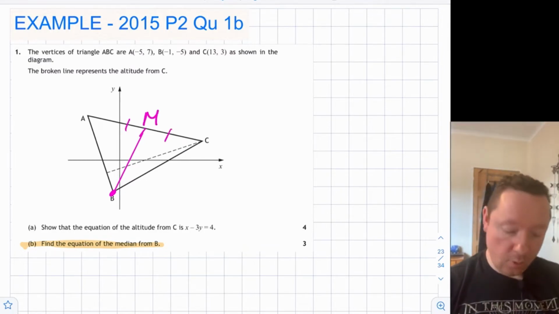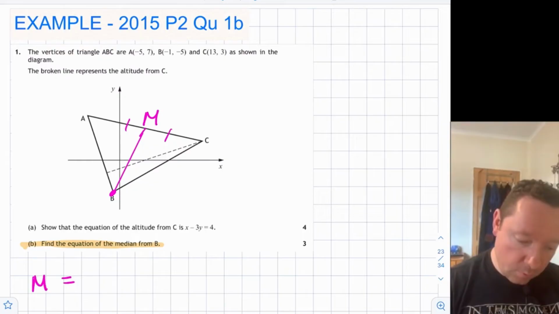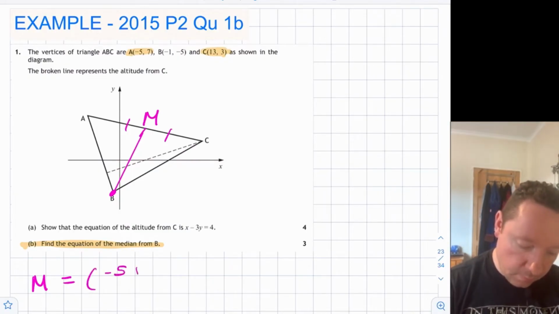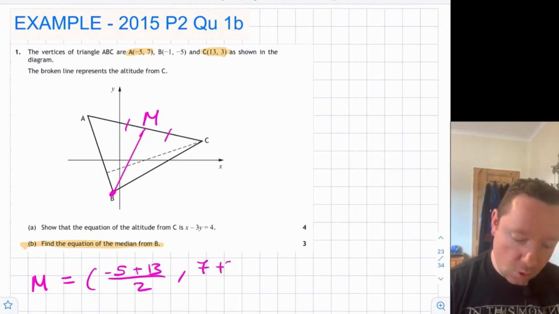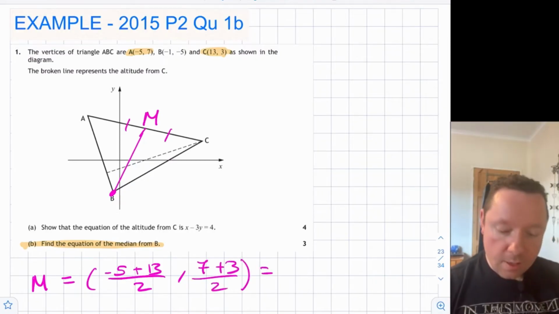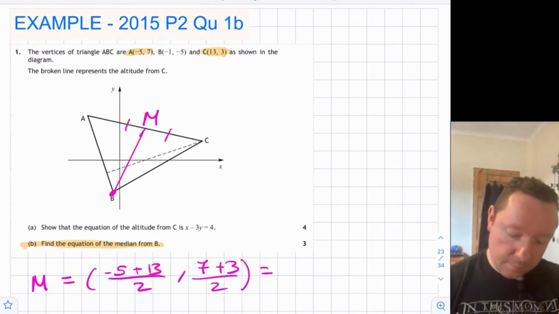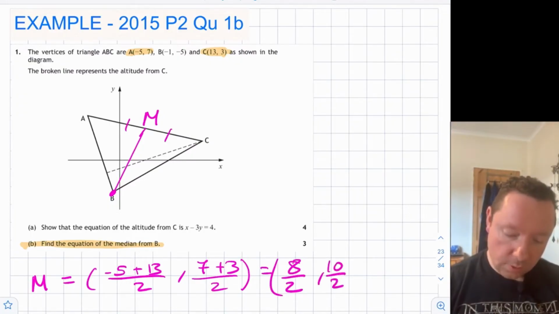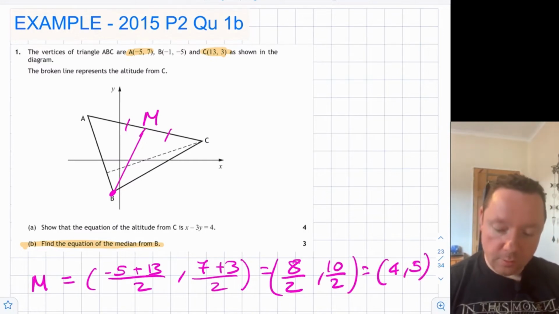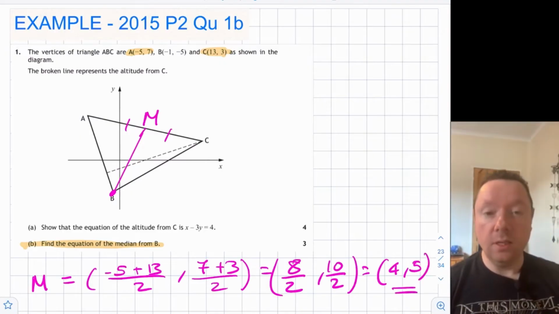So we can find our midpoint. To find M, we're looking at 2 points. We're looking at A and C because it's between A and C. So it's -5 add 13, divided by 2. And it's 7 plus 3, also divided by 2. 13 minus 5 is 8, so that's 8 over 2. And it's 10 over 2. So that is (4, 5). There's our midpoint. We now need our gradient, because we always need a gradient and a point.